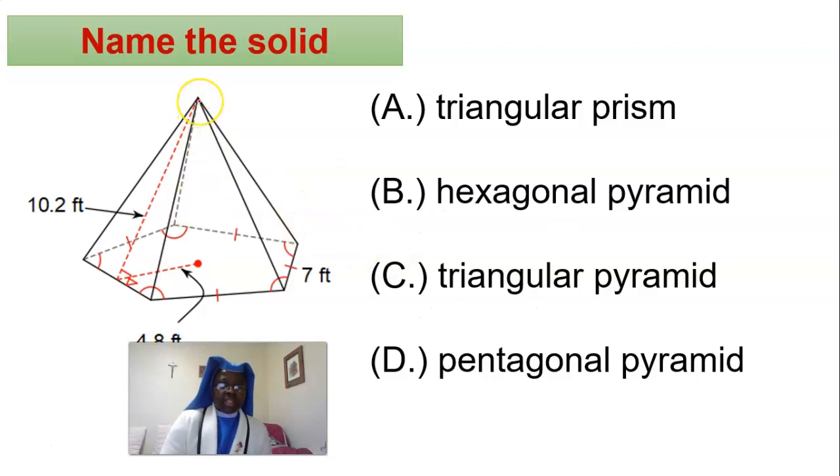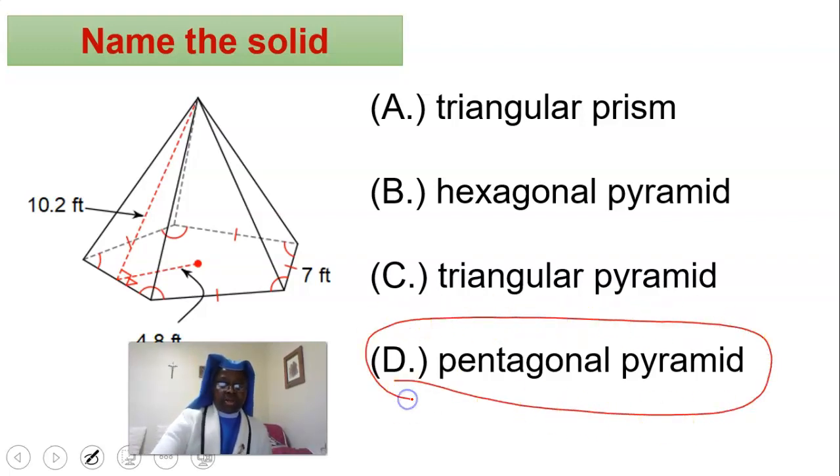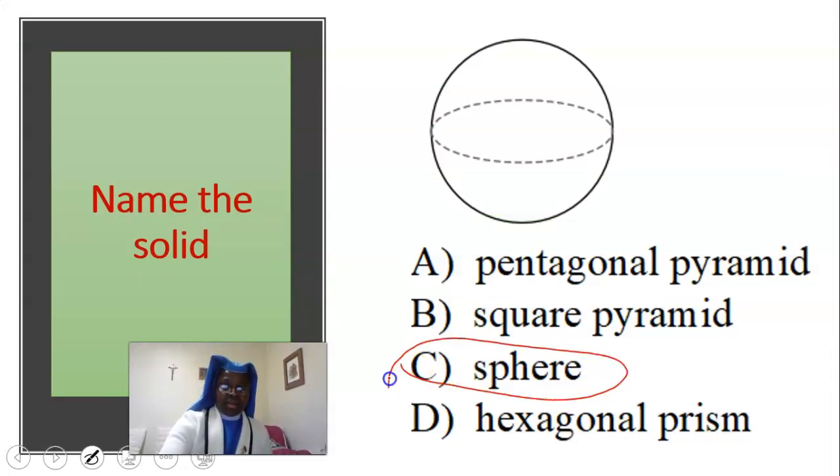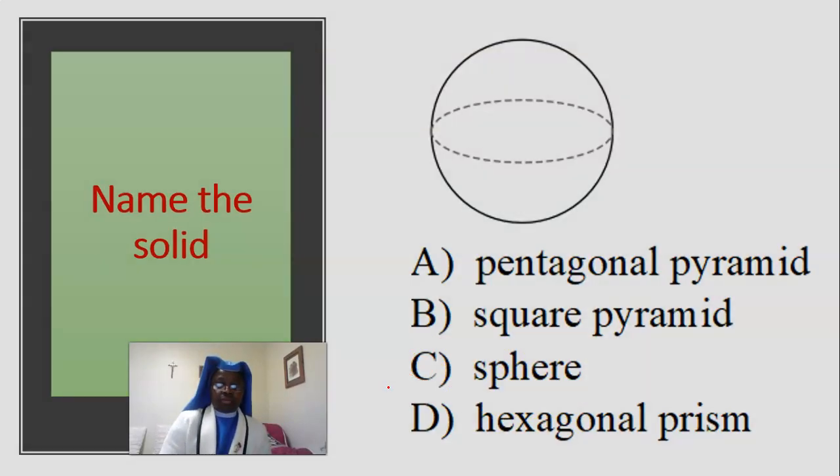Okay. Here we see a vertex and then one base. The base we count 1, 2, 3, 4, 5. A polygon with 5 sides is a pentagon. So it's a pentagonal pyramid. Pyramid because it's pointed. And I hope we can't mistake this for anything but a sphere. It's like Earth, circle all around, like a football.